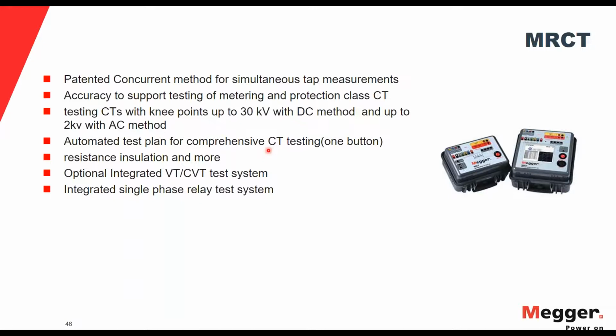This 2 kV source not only gives you the ability to test the CT using the AC method, but also gives you the ability to test CVTs, or capacitive voltage transformers, because the MRCT can test VTs as well. It can give you the ability to test CVTs, doing the ratio for them, and also has the other options of the MVCT, like the insulation resistance and the single phase relay testing.